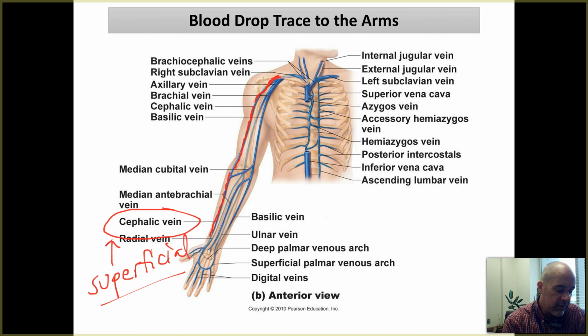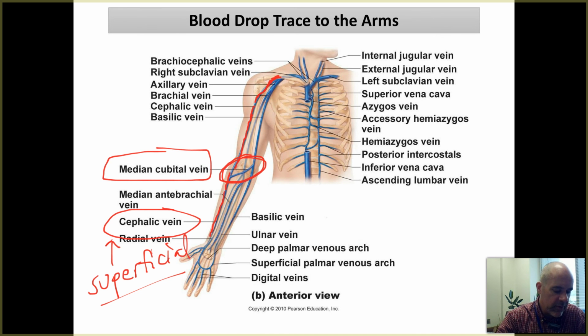Another one I want you guys to be familiar with is this median cubital vein. That's one that crosses the anterior side of the elbow, and that is the one that usually gets stuck for blood draws, over there on the anterior side of the elbow. And I think we have all experienced that one before.